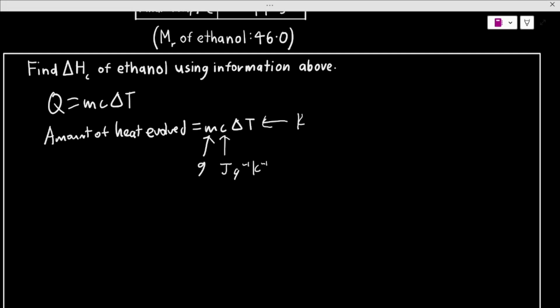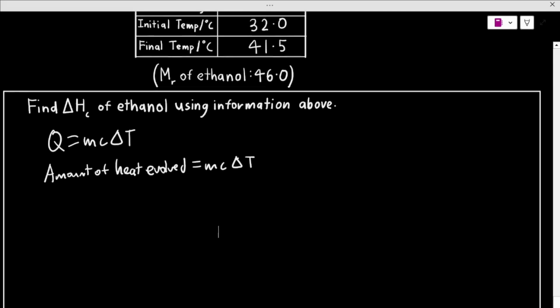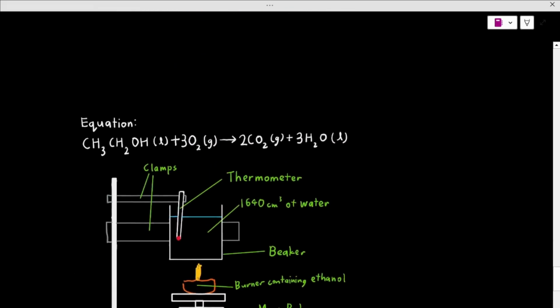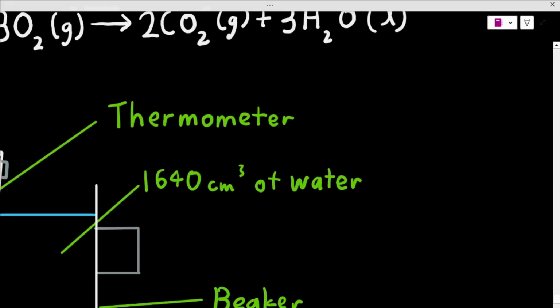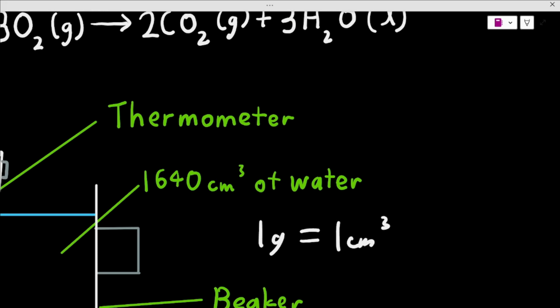Let's do a little bit of cancellation. We see that gram and per gram, Kelvin and per Kelvin cancel, and we have joules left. So the amount of heat evolved is in joules. Okay, that's pretty nice information. So first off, what's m again? It's the mass of what I'm heating up. I only know it's 1,640 cubic centimeters of water though. But what I do know is that 1 gram of water is the same as 1 cubic centimeter of water.